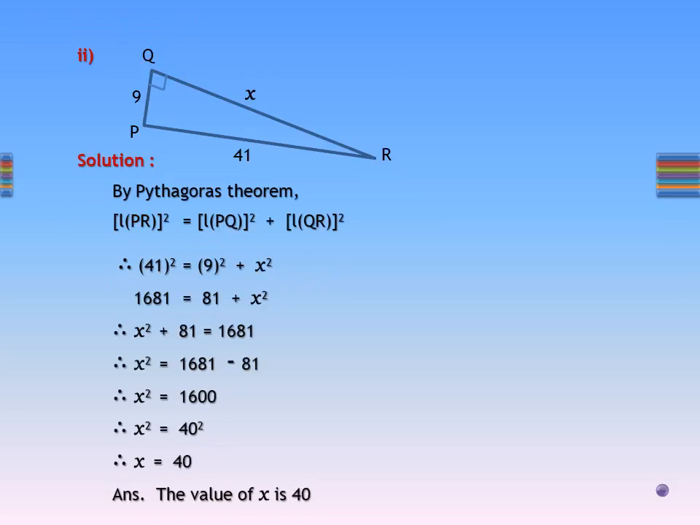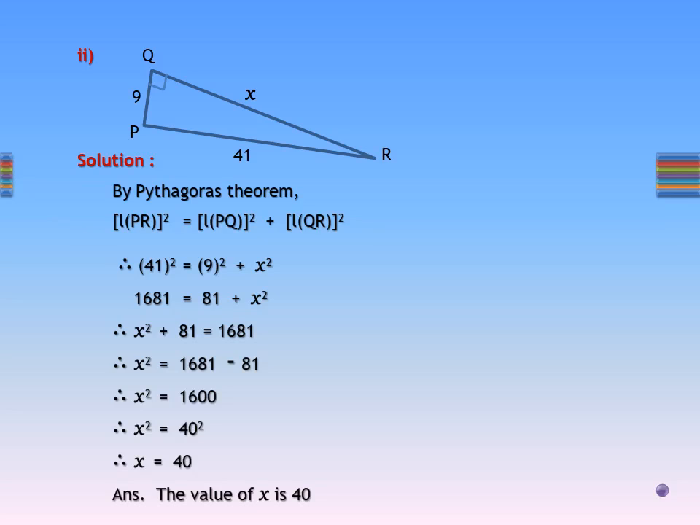Now look at this sum. Here we have triangle QPR where angle Q is 90 degrees. So the hypotenuse will be segment PR, which is given as 41. The other side QP is given as 9. We have to find the length of QR, which is given as x.